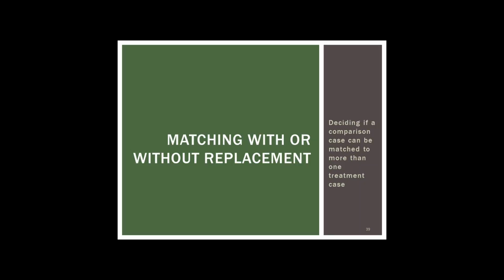So we've talked about the distance metrics we can use and what methods we can use to match treatment and comparison units. Another question you have to consider is whether or not a comparison unit can only be used once. Once you've used it, do you discard it and not use it to match to another treatment unit? Or can a comparison unit be used more than once in several pairs?